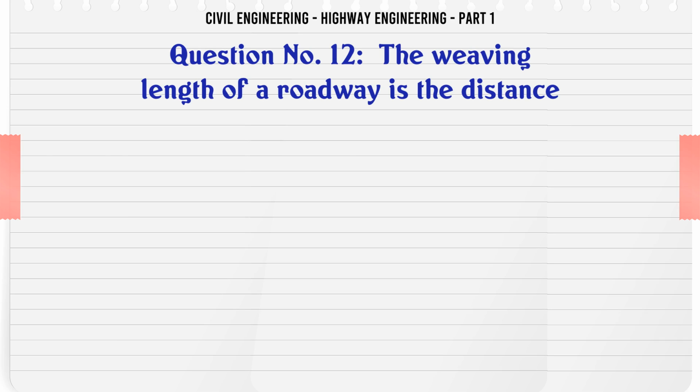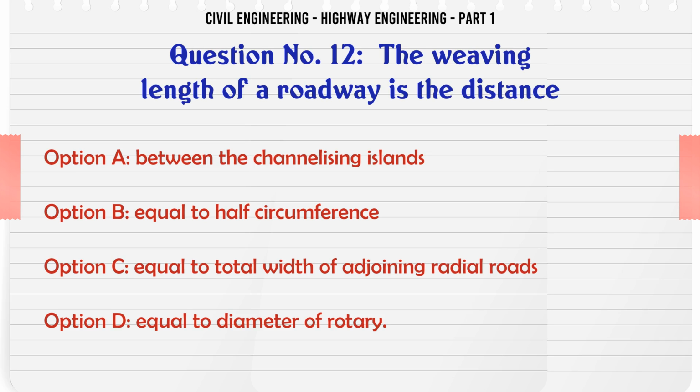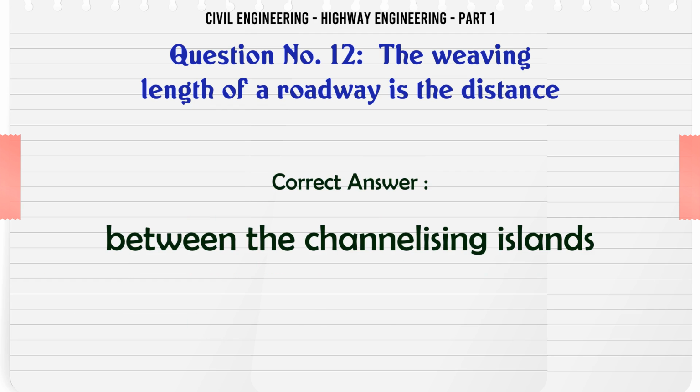The weaving length of a roadway is the distance A. between the channelizing islands, B. equal to half circumference, C. equal to total width of adjoining radial roads, D. equal to diameter of rotary. The correct answer is between the channelizing islands.